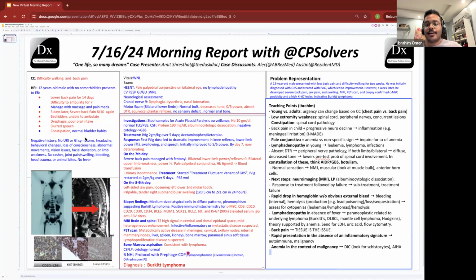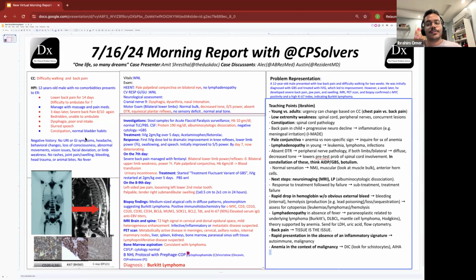And I think Alec and Austin here really did a phenomenal job in helping us localize the patient's presentation. And so after we heard that this patient had absent deep tendon reflexes, we immediately started thinking about peripheral nerve pathology. And considering that they had bilateral involvement of both limbs, we thought about a diffuse process. And with the decreased tone, this lowered the pretest probability of spinal cord involvement. And in the constellation of all of these presenting symptoms, you want to mainly think about AIDP or Guillain-Barré syndrome.